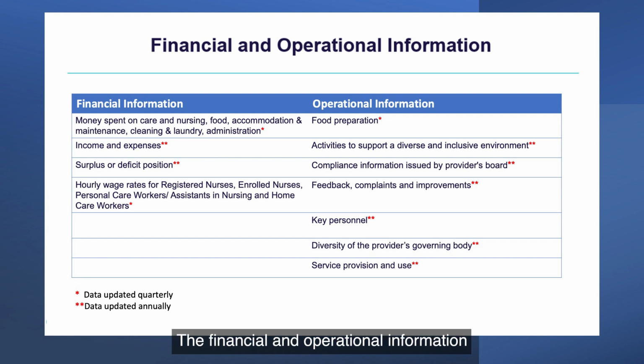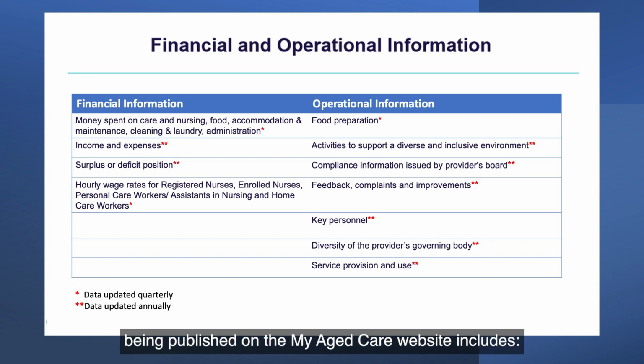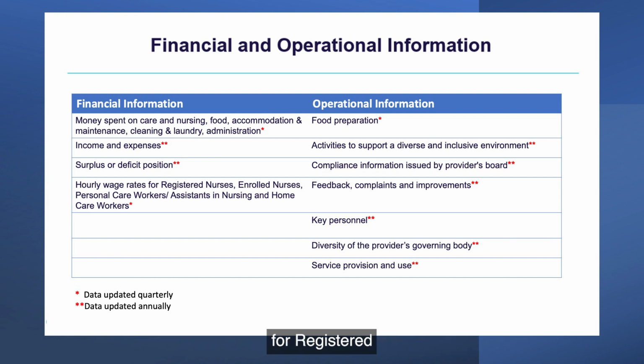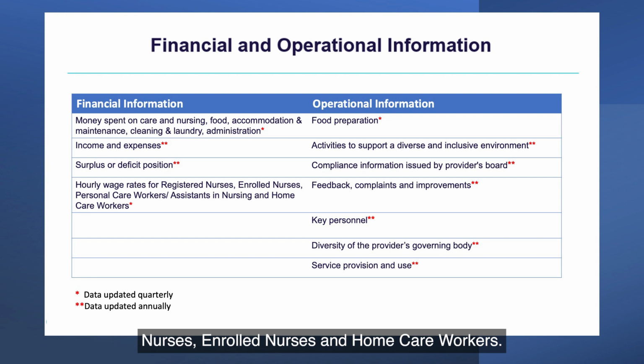The financial and operational information being published on the My Aged Care website includes food preparation, income and expenses, surplus or deficit position, and hourly wage rates for registered nurses, enrolled nurses, and home care workers. Some of this information will be updated quarterly, and some of the information will be updated annually.